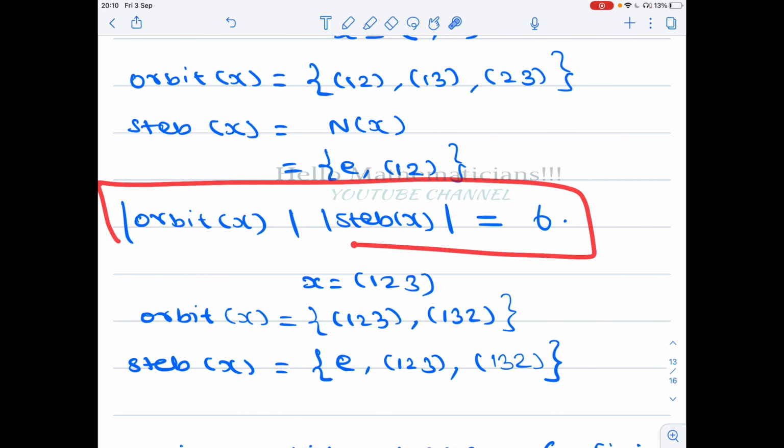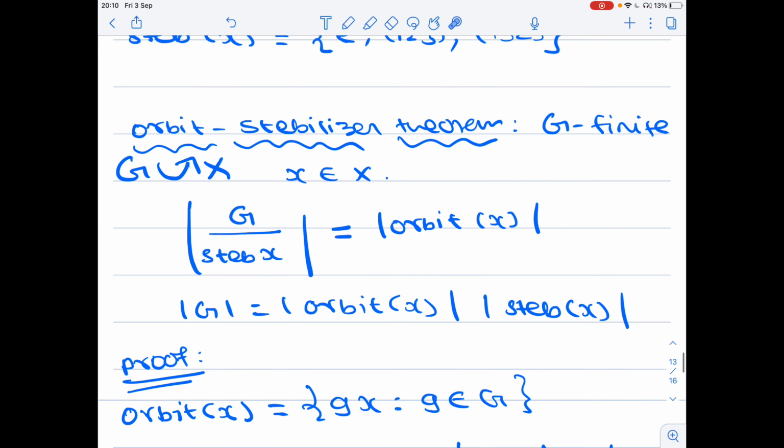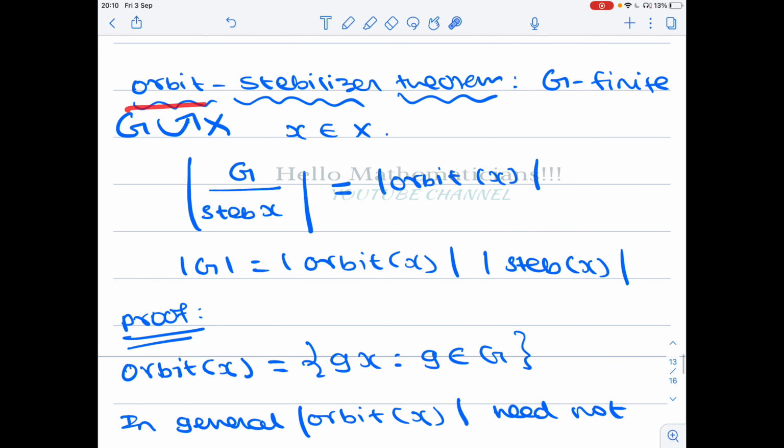This is what we observe, but that is true in general. That is what is called the orbit stabilizer theorem, a very important theorem. I will give you many important applications of the orbit stabilizer theorem in my next video. Also, there is a very important CSIR problem asked regarding the orbit stabilizer theorem. That is my next video. After that, I will give you other applications of the orbit stabilizer theorem.